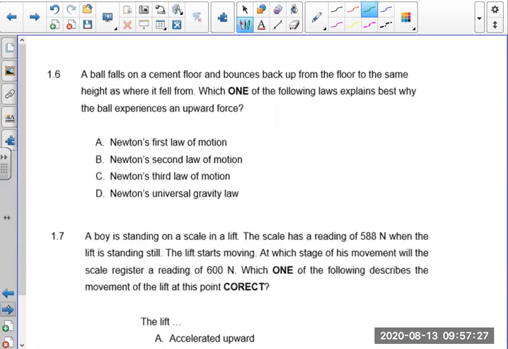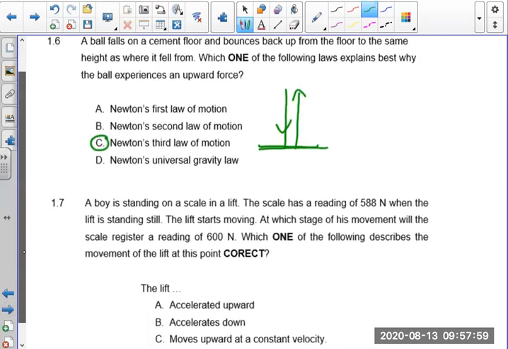1.6, a ball falls on a cement floor and bounces back up from the floor to the same height as where it fell. Which one of the following laws explain the best why the ball experiences an upwards force? Now for this one, it's going to be Newton's third law. Because the ball experiences a force on the floor, and the floor experiences the same force just in the opposite direction on the ball. Okay, if it goes up to the same height.